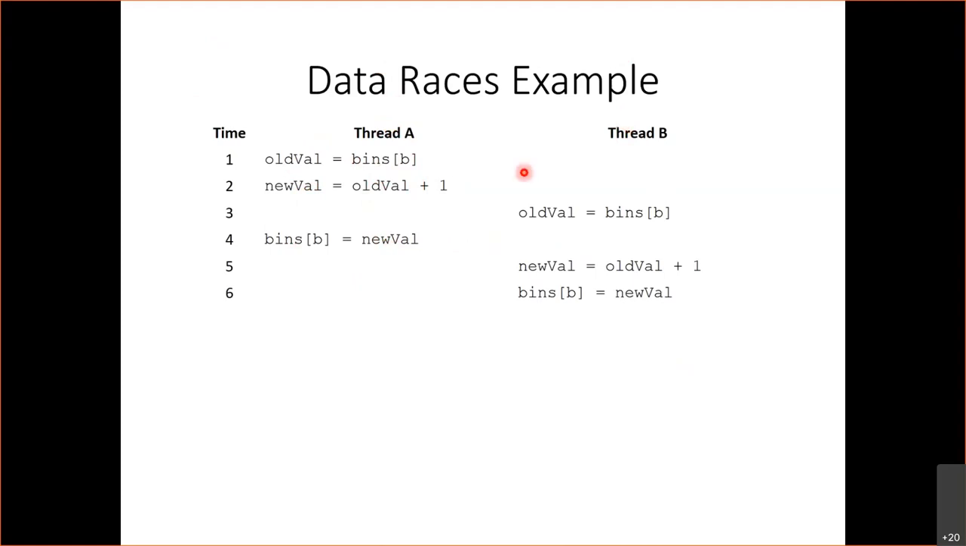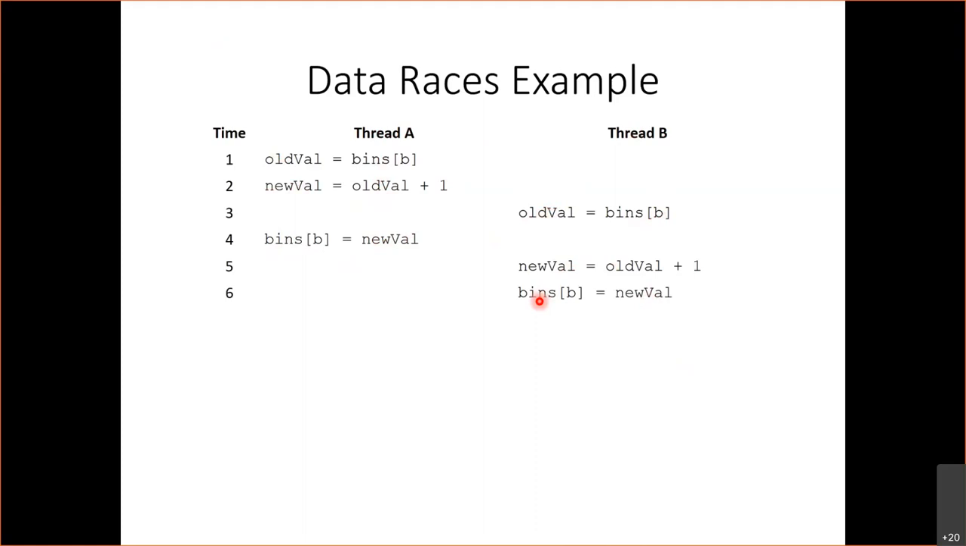If they're running on completely different SMs, they may actually be executing in parallel, but somehow, because of the way timing works when things run in parallel, thread B manages to load bins of B, which is still 0, before thread A is able to store 1 inside of bins of B. So thread A loads 0, adds 1 to it, so now new val is 1. But before it stores new val, thread B loads bins of B, which is still 0, and now old val is 0. Then thread A stores a 1, but thread B had already loaded a 0, so it increments the 0 to 1, and thread B also stores a 1.